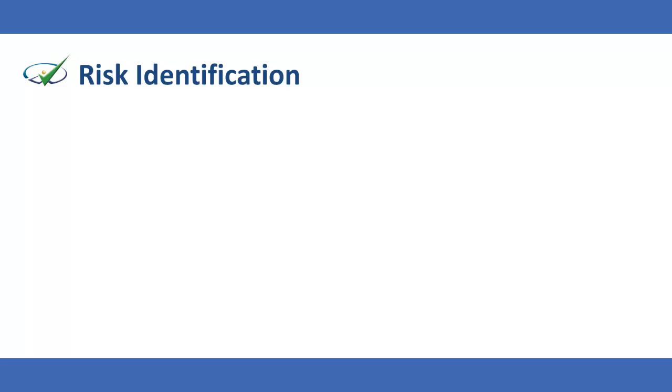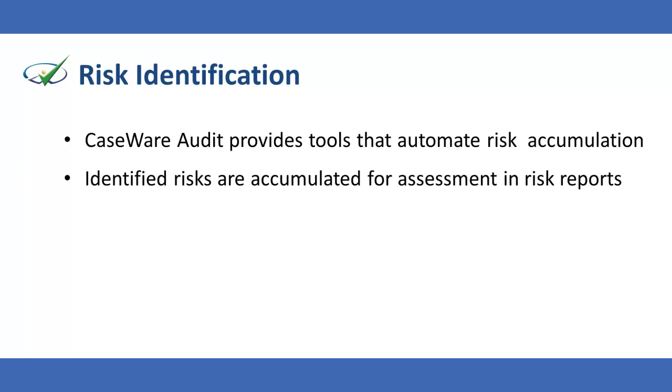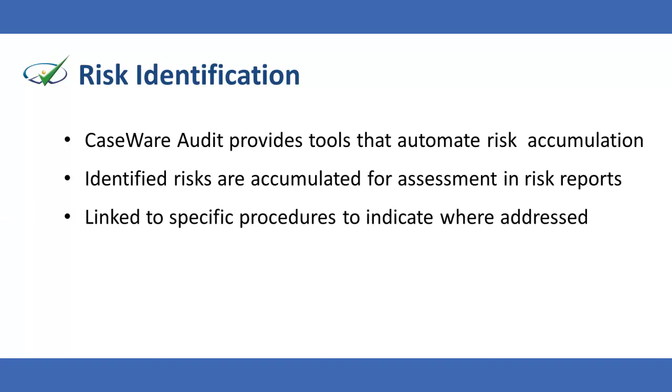As part of the audit process, risks must be identified for your client engagement, and your audit must be designed to address these risks. CaseWare Audit has tools that automate the accumulation of risks to help easily manage and track client risks. Risks identified throughout the audit will be accumulated for assessment in the risk reports and can be linked to specific audit procedures to indicate where the risk has been addressed. Once risks have been identified, the engagement team can identify the controls to mitigate these risks.